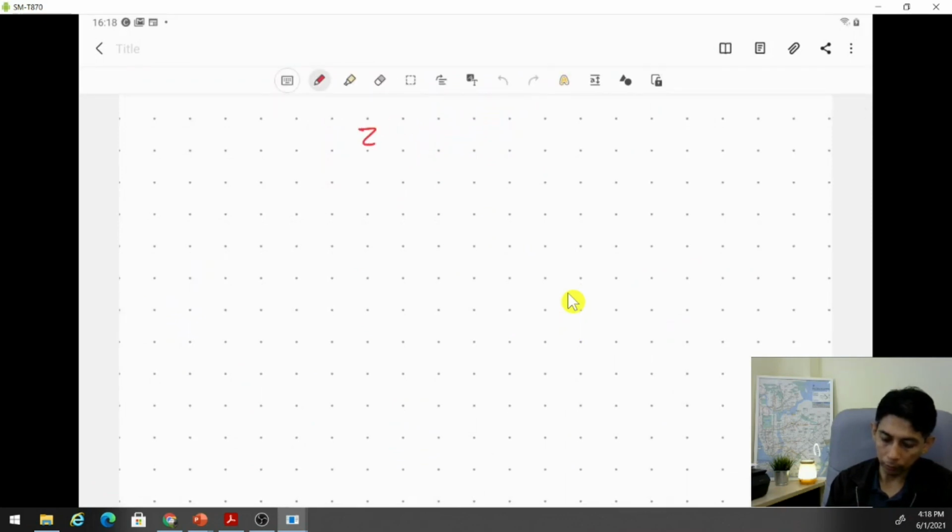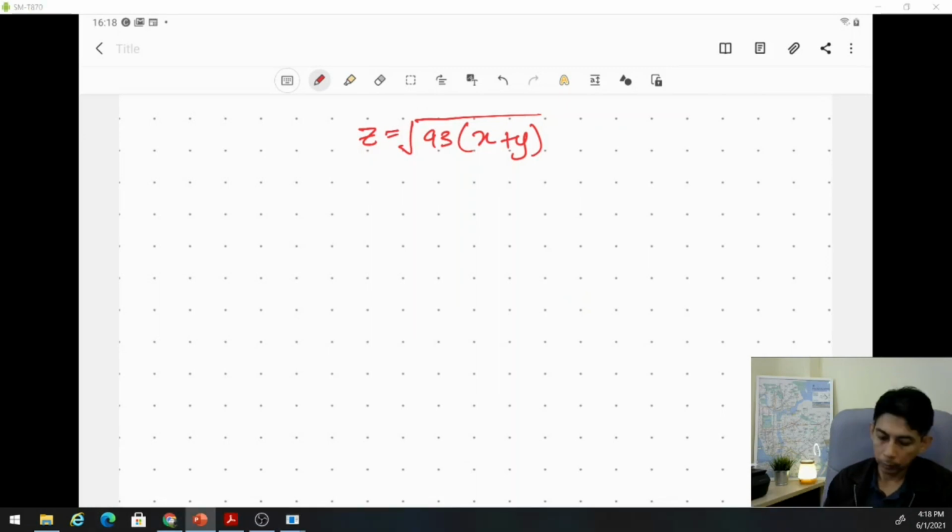So we have Z going to 93, X plus Y, right? If we take A to be equal to X plus Y, then this should be 93A, right, because A is now X plus Y.